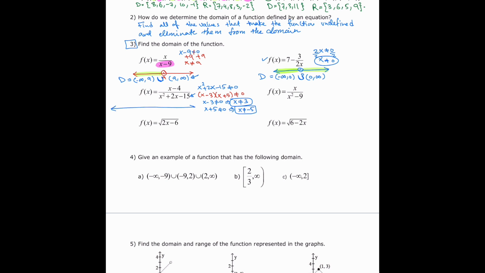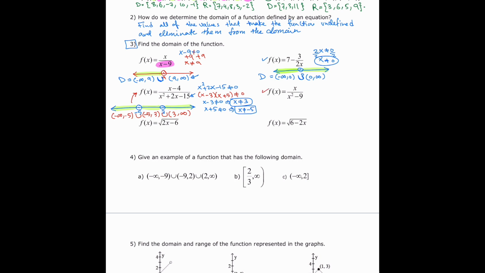On the number line, I will arrange my points from smallest to greatest, from left to right. So here is negative 5, and here is 3. Basically, I will put them in the right order on the number line. Now, what that does, it's going to create 3 intervals. The first interval is from negative infinity to negative 5. The second interval is from negative 5 to 3. And the third interval is from 3 to positive infinity. I'm going to put the union sign in between. And that is basically the domain of this function.